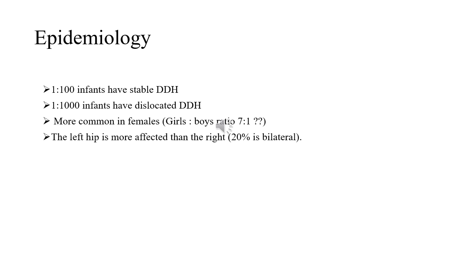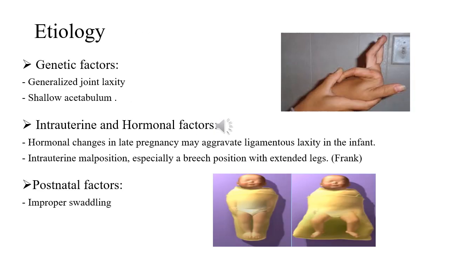It is a female disease. The female to male ratio is 7 to 1, and we will talk about that slightly later. The left hip is more commonly affected than the right, and 20% of cases are bilateral.